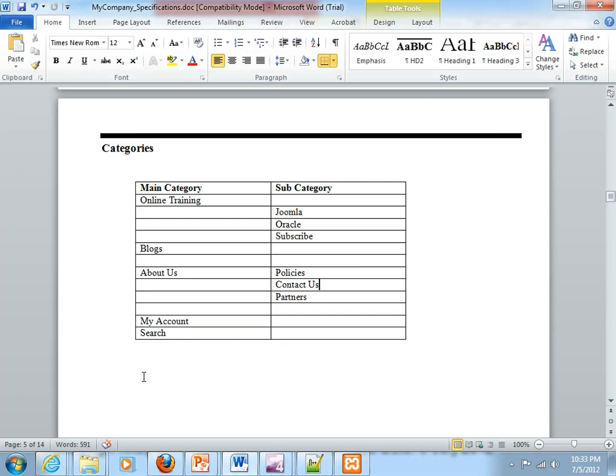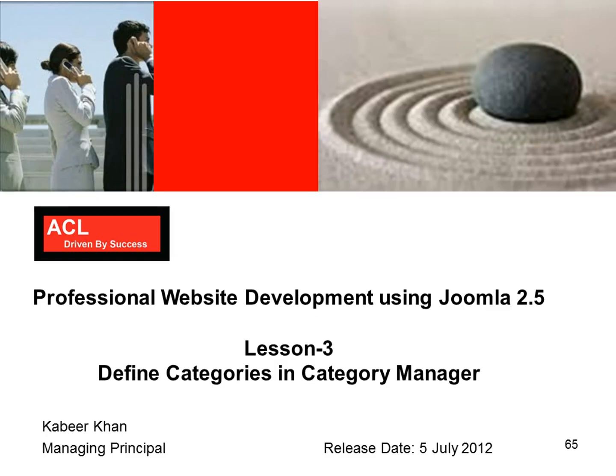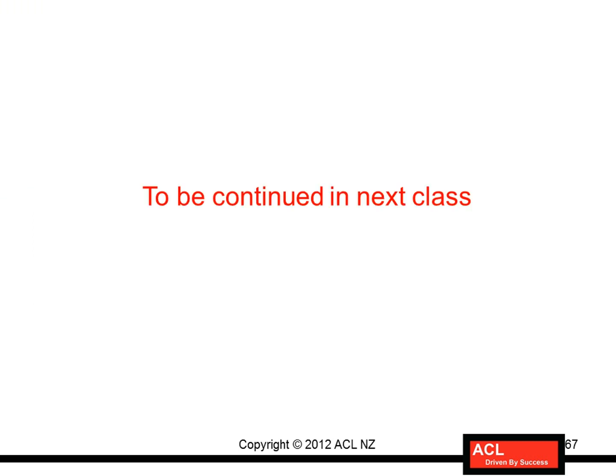Now let's go back to the presentation to see what else is there. That's the whole agenda of this lesson: how to define categories in the category manager. We have already planned the categories in the specifications document, copied them from the specifications document, gone to our Joomla backend, defined categories using the category manager, and then created a tree for all our categories.